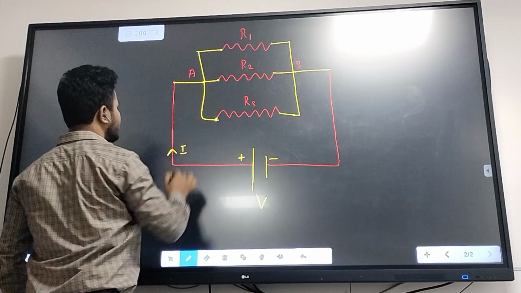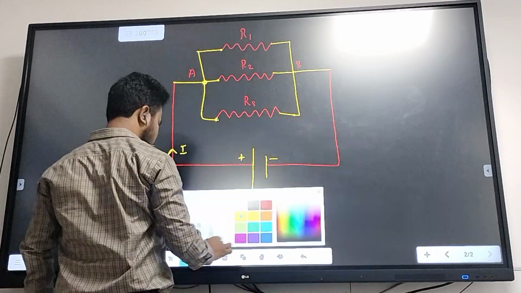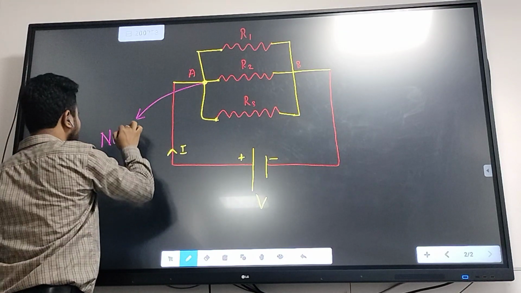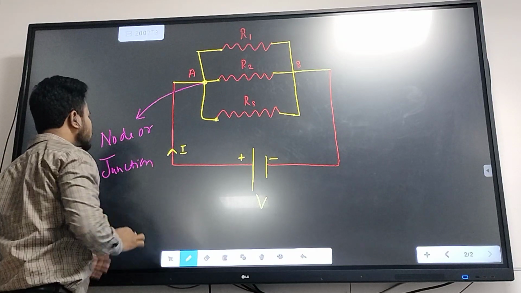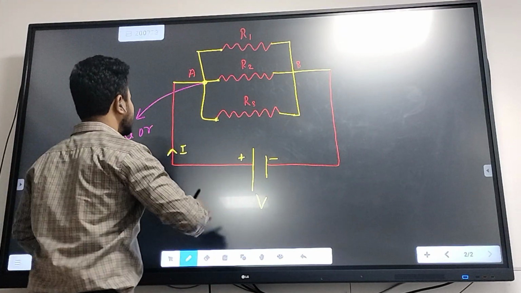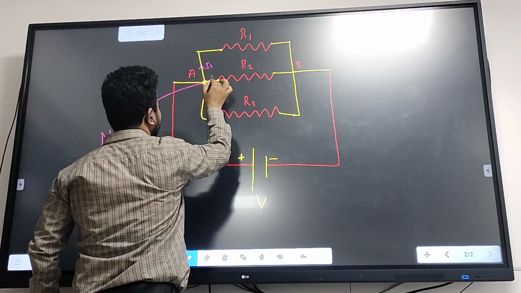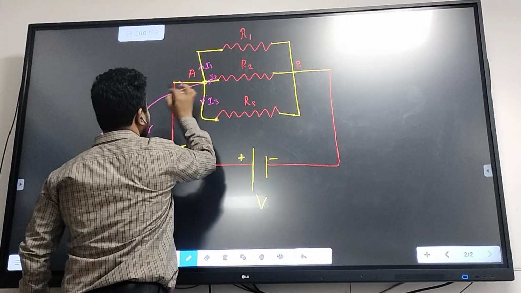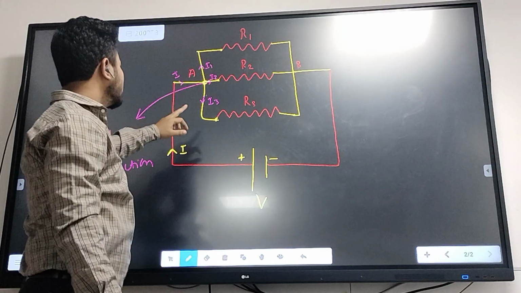The same amount of current will be flowing over here, but what will happen here? This point is called the node, or you can say junction. At a node or junction, the amount of current flowing in the circuit divides. Let's say some amount of current flows here, I1, some flows here, I2, and some flows here, I3. The total current was I, so this I was divided into I1, I2, and I3.